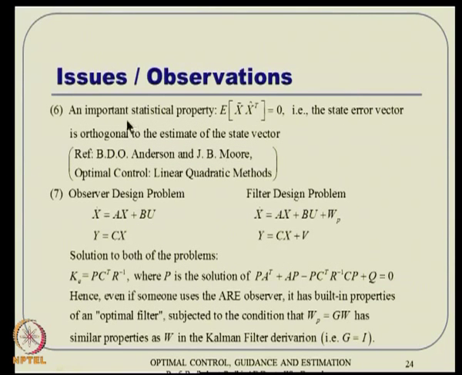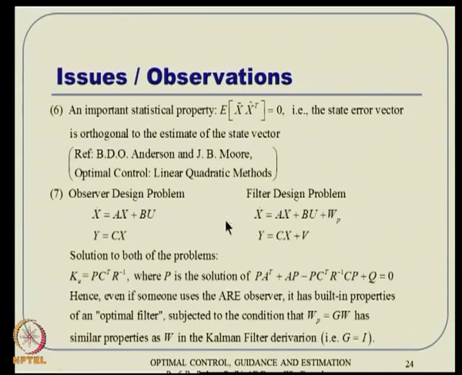Another important statistical property is that the expected value of x e transpose should be 0. That means the state and the error vector. Remember, this is the estimated state, this is the estimated error. So, the state vector is orthogonal to the estimate of the state vector. You can understand it in more detail.